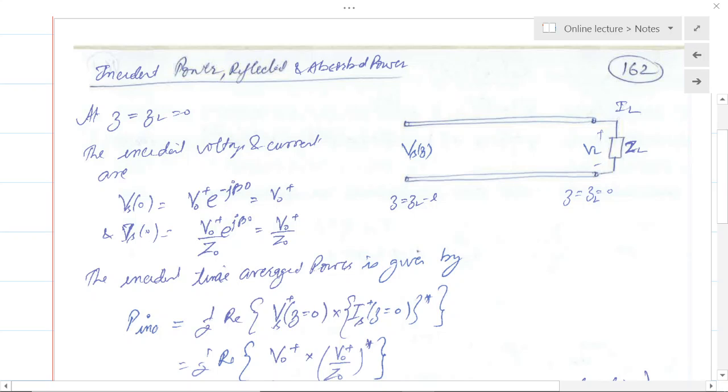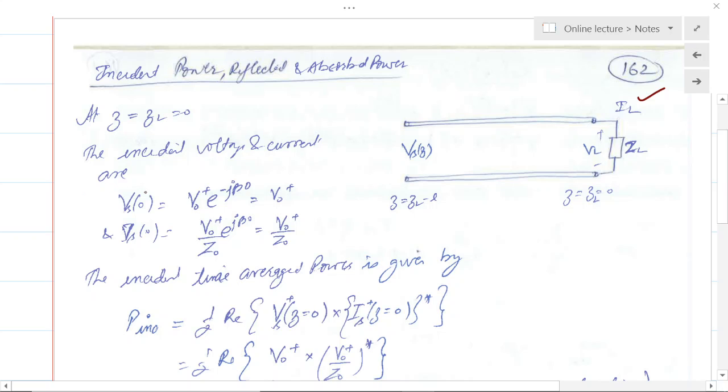Now the incident power, reflected and absorbed power in the transmission line. So here we have the transmission line, and let ZL is connected at z equals 0. So voltage across this will be VL, and this is the IL. So we will find out what is the incident power, reflected power, and the absorbed power here.